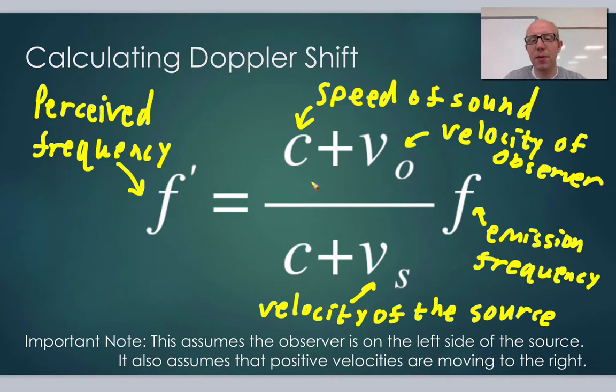And this ratio is affected by how fast the waves are moving and by how fast the object and the source are moving relative to each other. Another big thing, and this is really important: this assumes that the observer is on the left side of the source, and it also assumes that positive velocities are moving to the right. Once we get into the math, you'll see that the math is not that hard. The hardest thing is keeping track of whether the velocities are positive or negative based on the scenario. So let's go ahead and do a sample problem, and I think you'll start to see how this works.